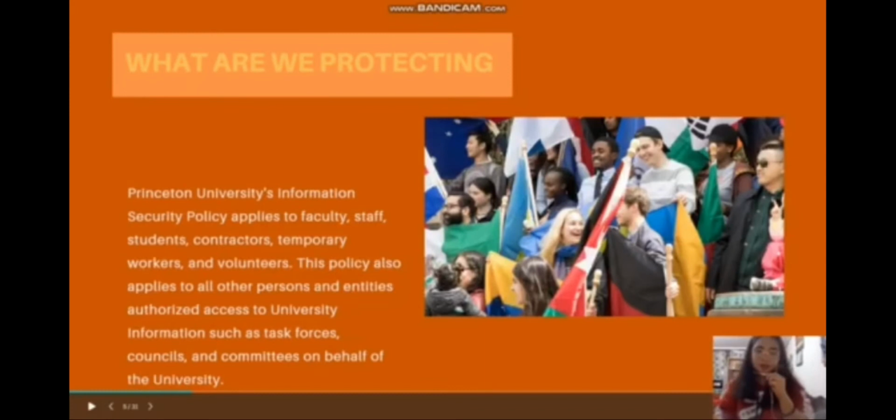What are we protecting? As you can see, Princeton University's information security policy applies to faculty, staff, students, contractors, temporary workers, and volunteers. This policy also applies to all other persons and entities authorized access to university information such as task forces, councils, and committees on behalf of the university.